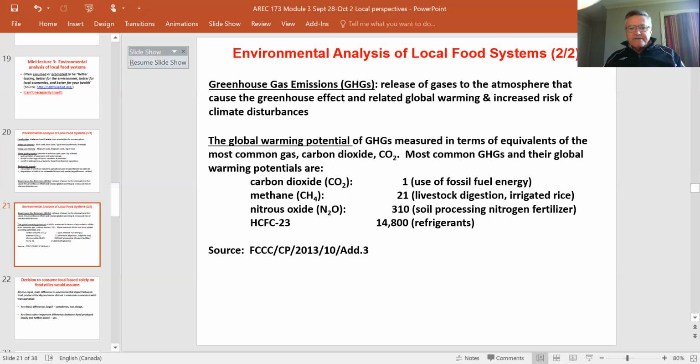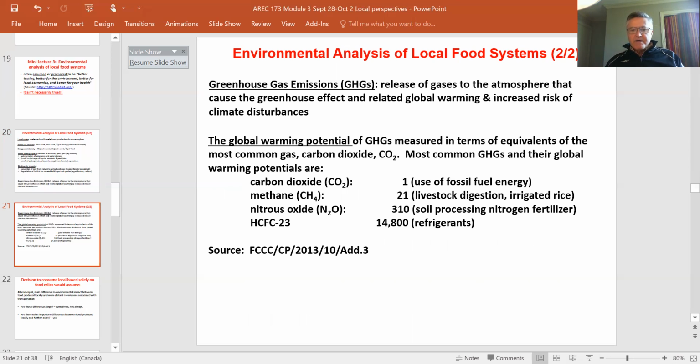How do we measure greenhouse gases? We measure them in terms of global warming potential. Not all gases have the same kind of reflectance properties that trap heat around the Earth. Carbon dioxide we use as the most common greenhouse gas, and we give it a designation of 1. So a unit of carbon dioxide pollution has a global warming potential of 1, and we put that in CO2 equivalents.